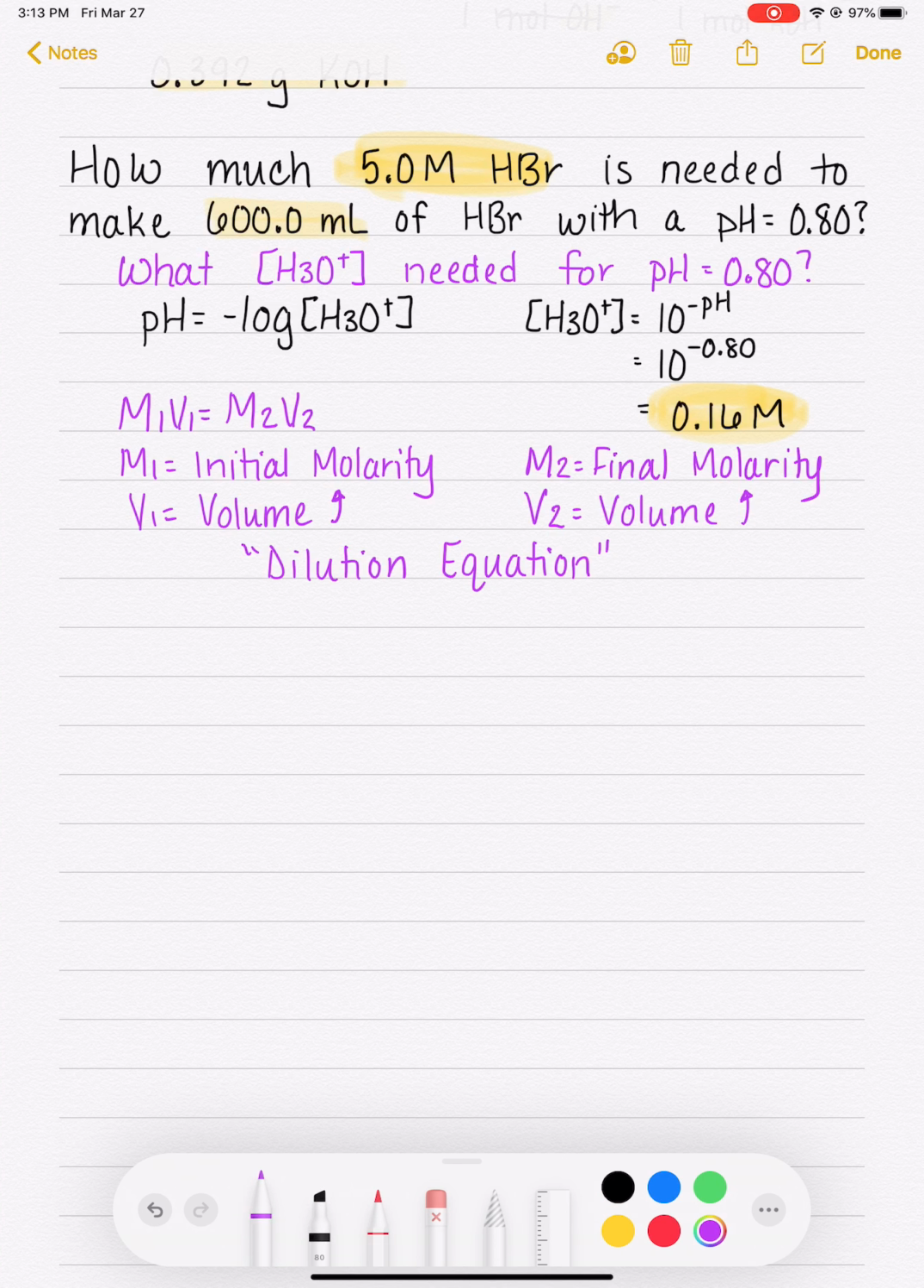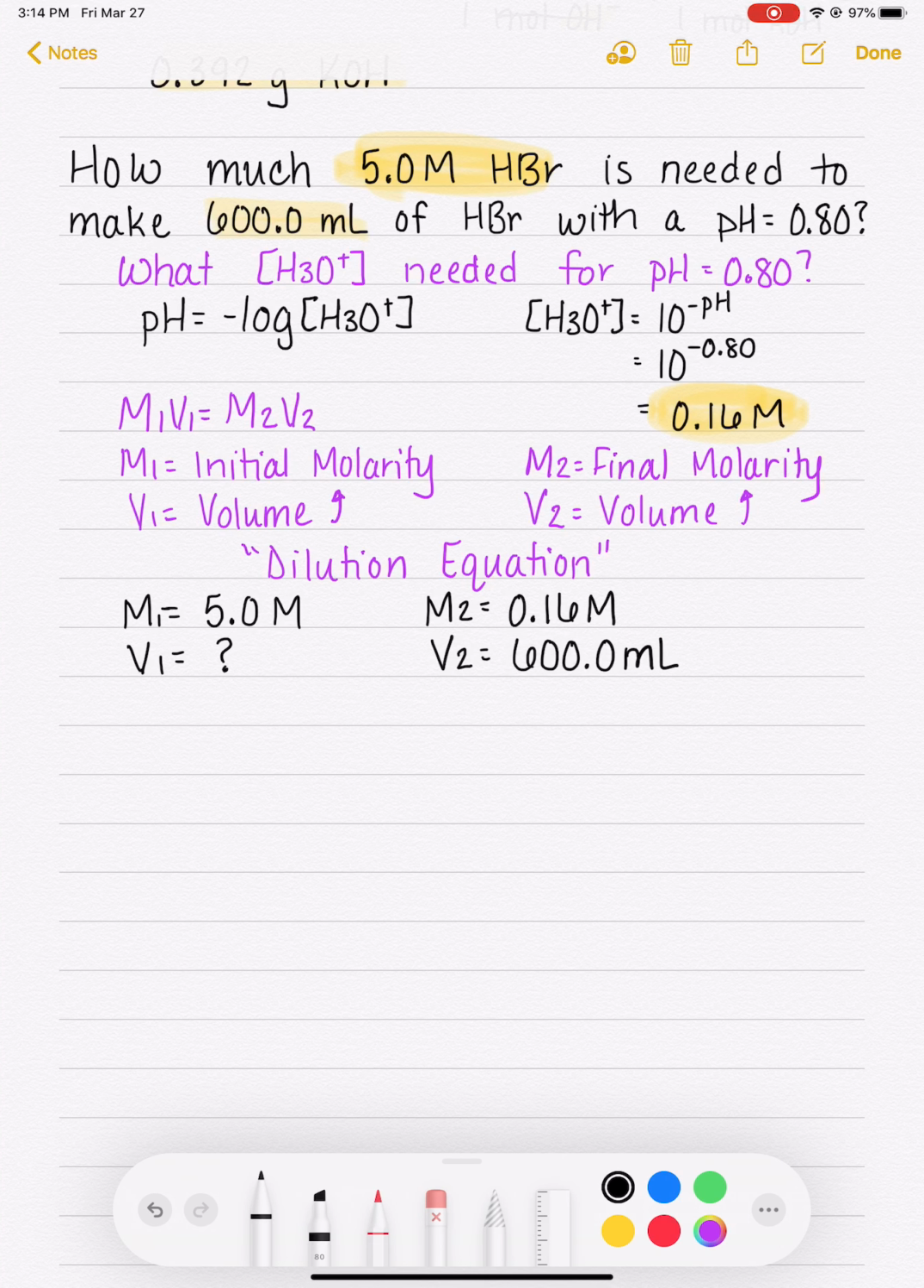In this problem that we're working on right now, our M1 is the initial molarity, 5.0 molar HBr. And V1 is what the question is asking us. It's asking us how much of that do we need. M2 is the molarity that we are trying to figure out, or that we need to make. So M2 is 0.16. That's what we calculated we needed in order to get the right pH. And V2 is what was given to us in the problem. Our goal is to make a 600 milliliter solution.